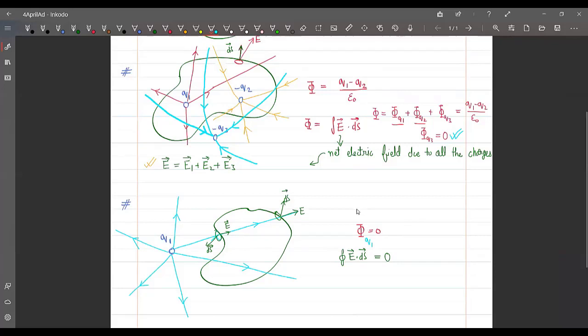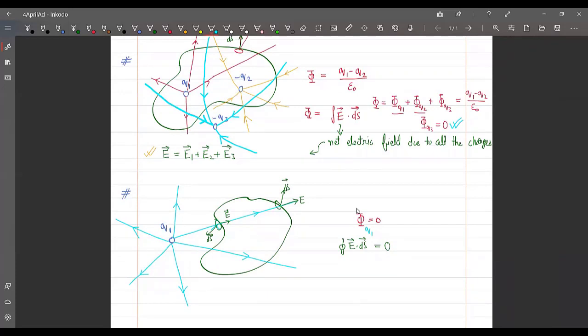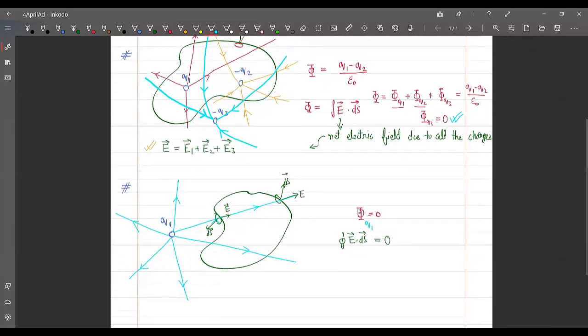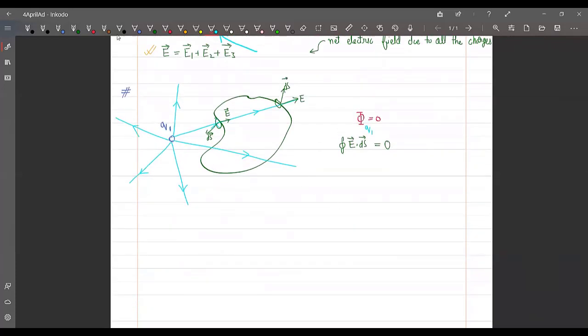Now, Gauss theorem is always valid, but useful only for symmetrical cases. I'll tell you what it means by some examples.